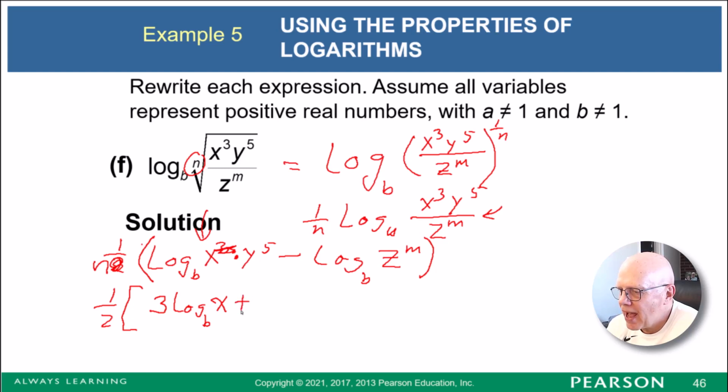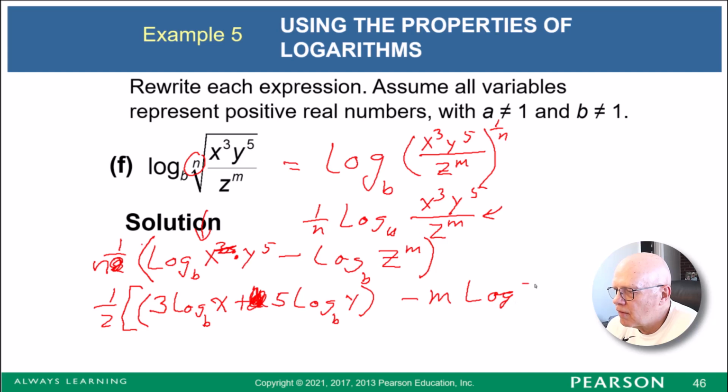You're multiplying, so you add the second logarithm, which will be, oops, sorry. You never saw that. We're going to bring that 5 out front like we did with the 3, and log y of base b. Now that's the first part. We got this, and we're subtracting the second part. Well, the second part also has an exponent, so you're going to bring the m out front, so you have minus m log of z.